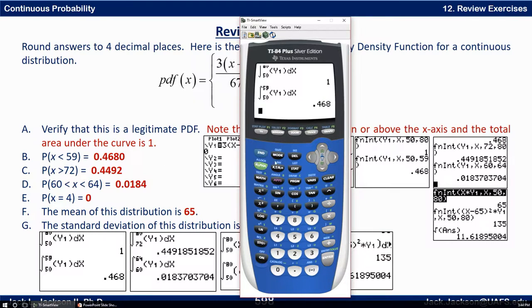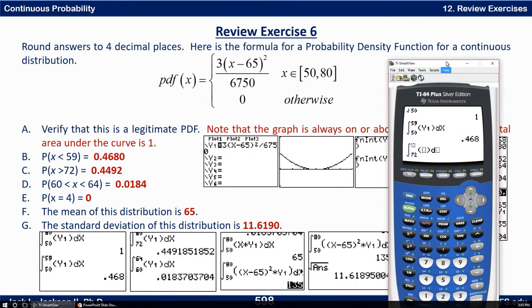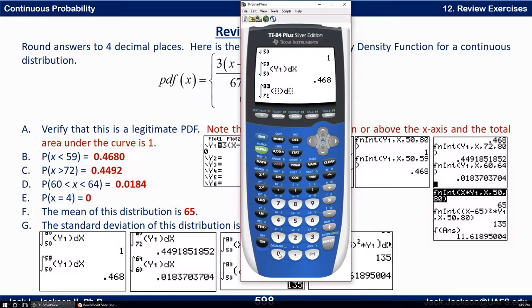Probability of x is greater than 72. Again, it's Math 9 to sum up that probability density. We're going to sum it up from 72 up to, was it 80, I think, right? 80, yes, is the upper end. And again, we're going to give it y1, and always an x at the end, because that's just telling us that that's our variable. And there's the probability we're looking for, which we can round off.